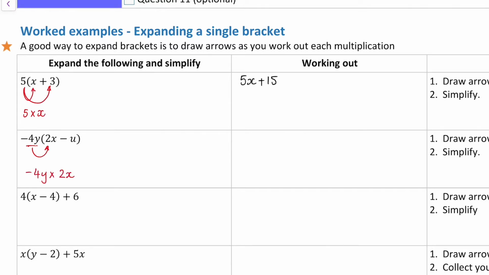So we've got negative 4y times 2x, and that's going to give me negative 8xy, and then negative 4y times negative u. Keep in mind that that is two negatives being multiplied together, so our answer we're going to expect is positive, which will then become positive 4uy. Again here, we cannot simplify this any further because there are no more like terms. So I'm going to start writing that.